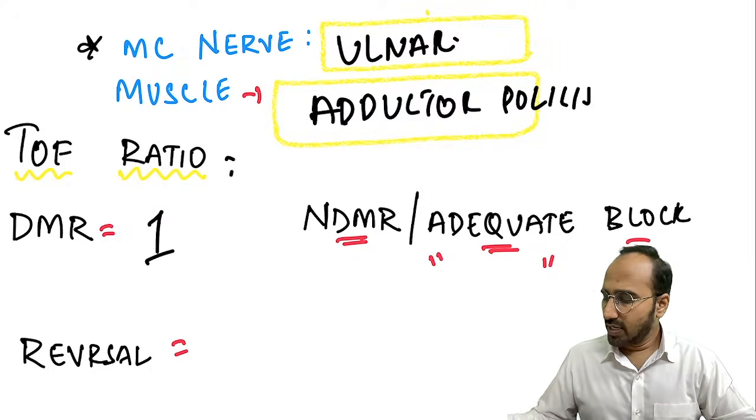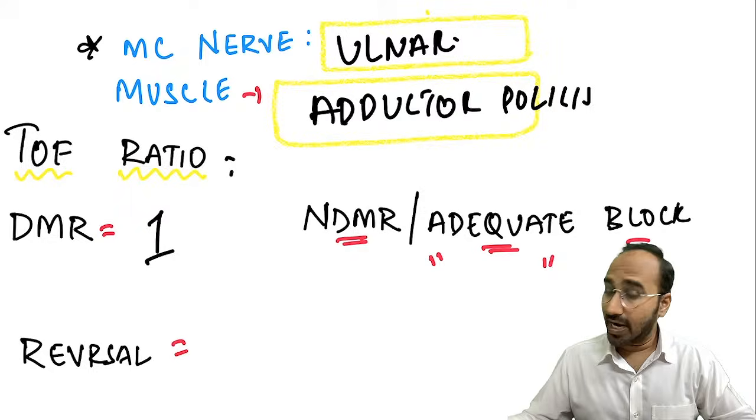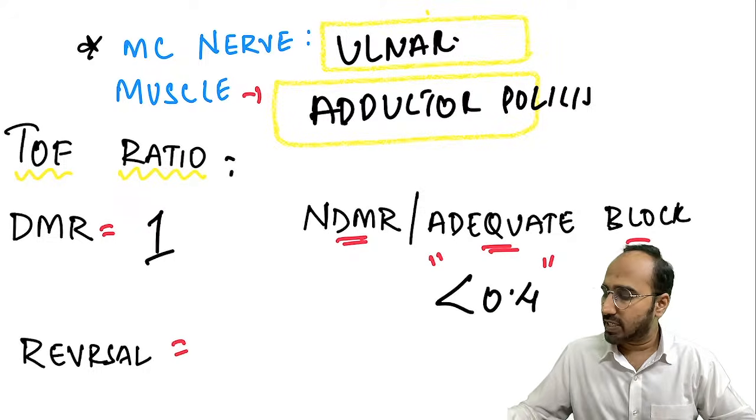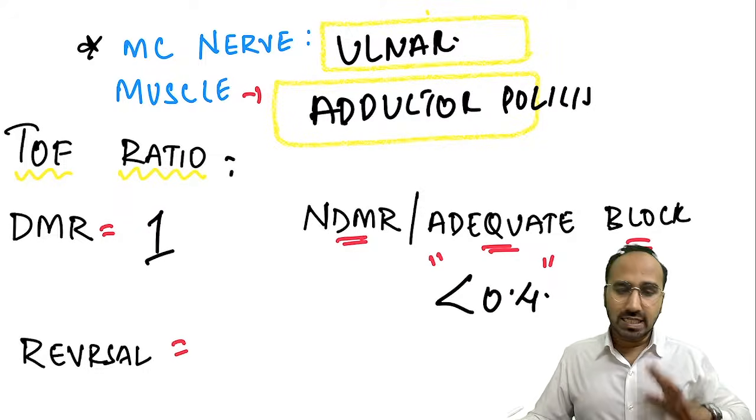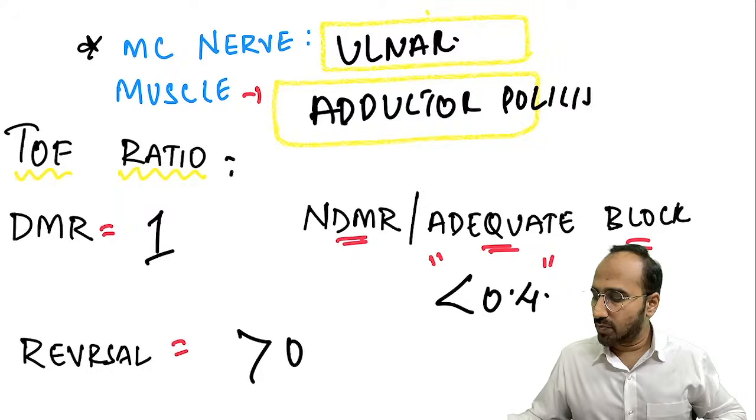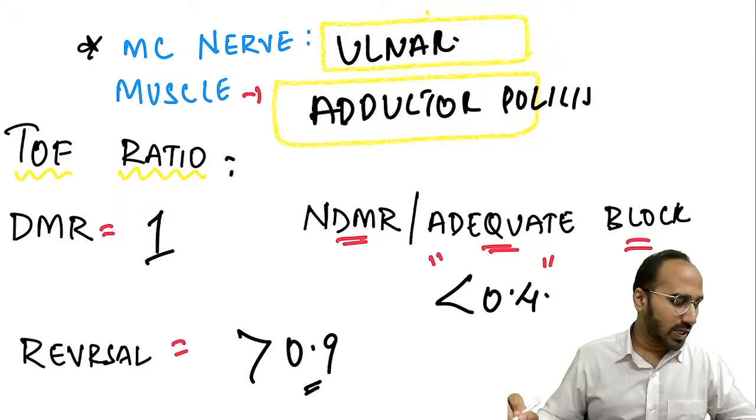Just said it, 1. Okay? In non-depolarizing or adequate block, it is always less than 0.4. For reversing the patient, what should be the ratio? It should be more than 0.9. Those are the ratios required.